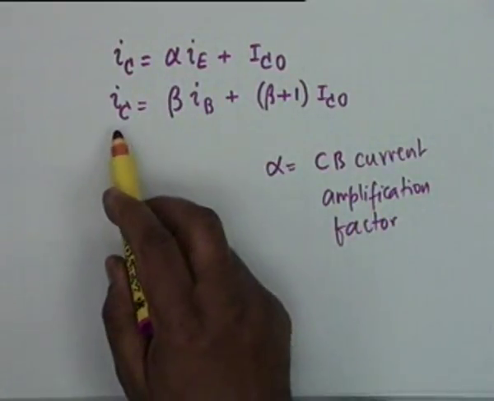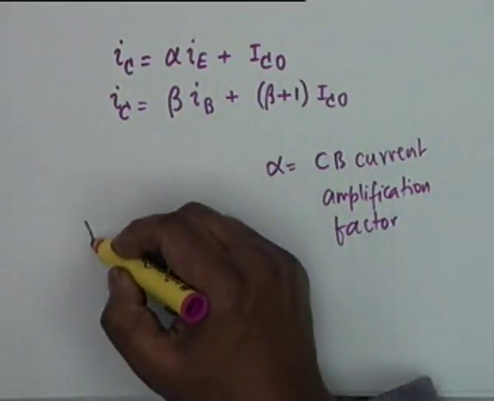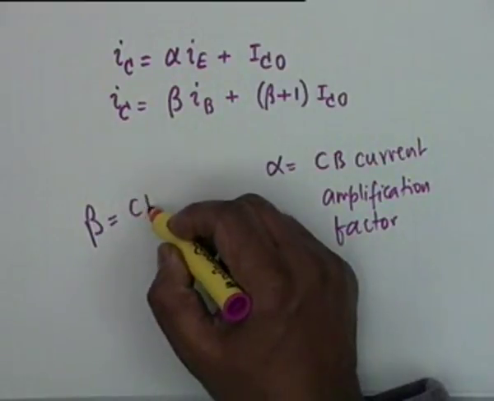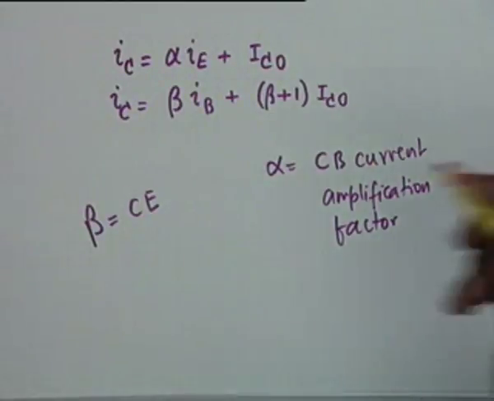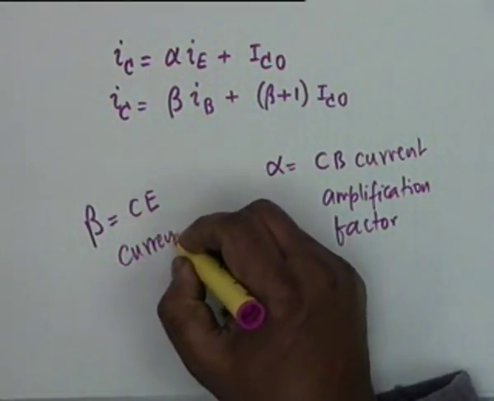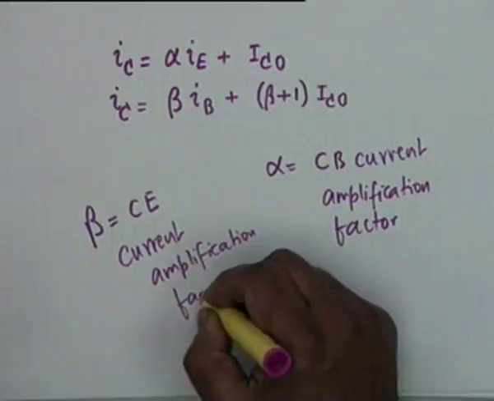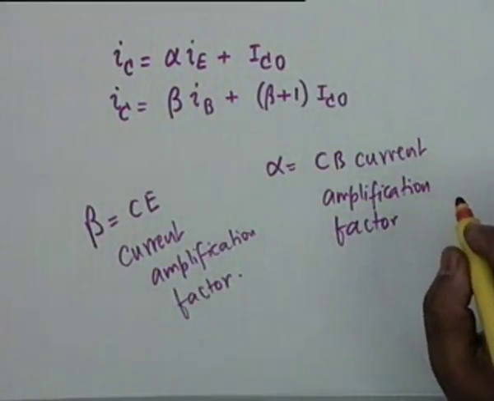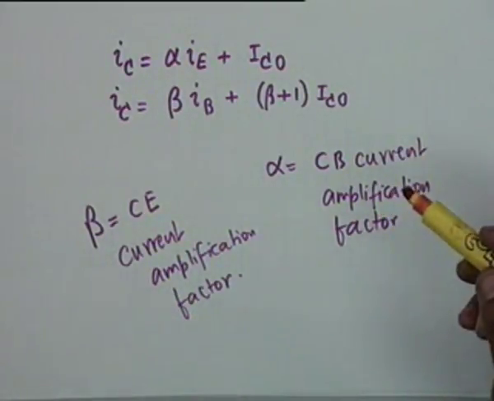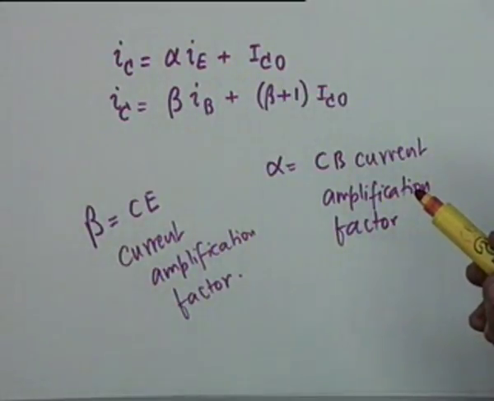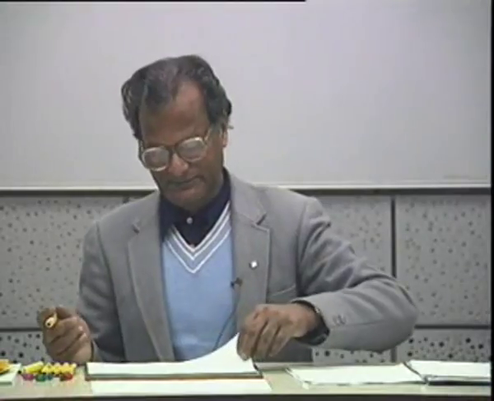On the other hand, dIC/dIB is equal to beta, which is much greater than 1, and therefore beta is called the CE, common emitter. Emitter is common now, base is feeding, the output is the collector current, and therefore this is called the CE current amplification factor of the transistor. Beta is much greater than unity. As you can see, the common base connection cannot give you a current amplification, common emitter can give you a current amplification, and beta and alpha are so related.